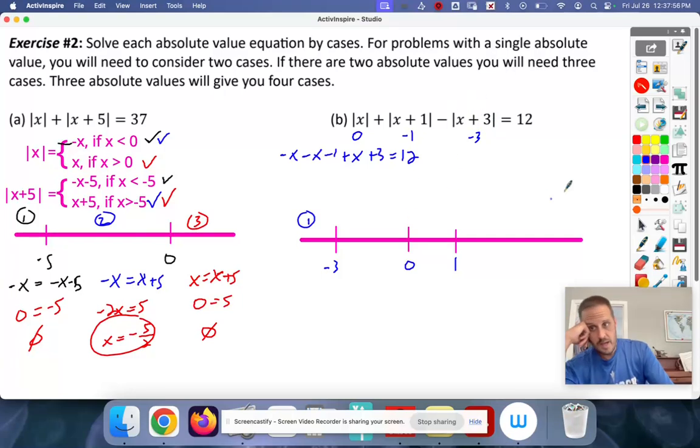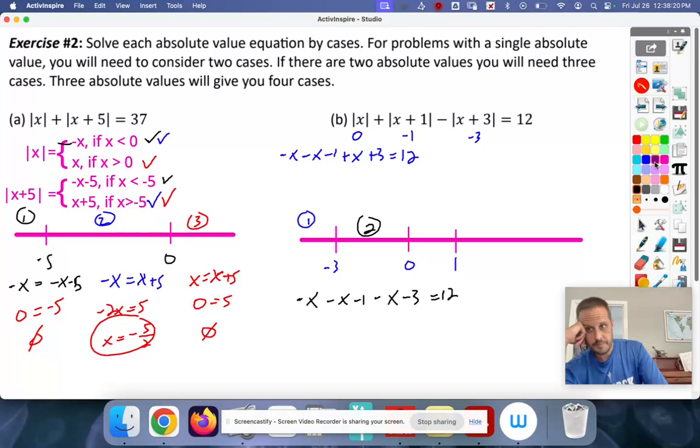Okay, case 2, we're on the other side of this one. So this one's going to stay positive now. We're on the positive side of -3, but these both need to become negative. So case 2 is going to say -x minus 1, and then this is staying positive, so it's going to distribute that negative. -x minus 3 equals 12.